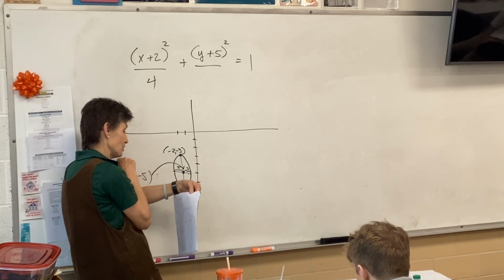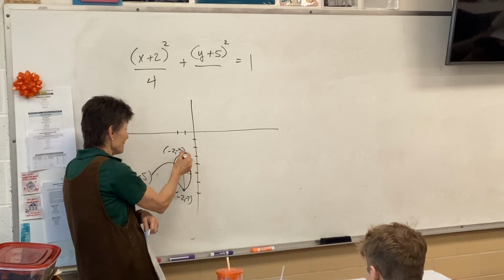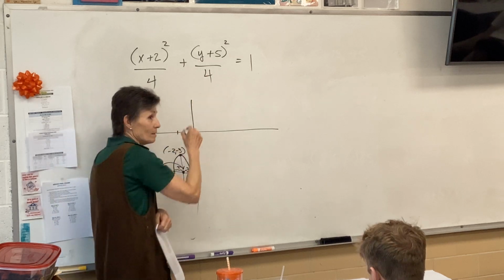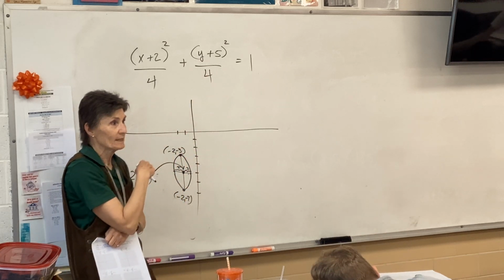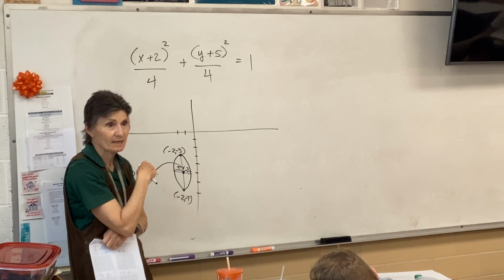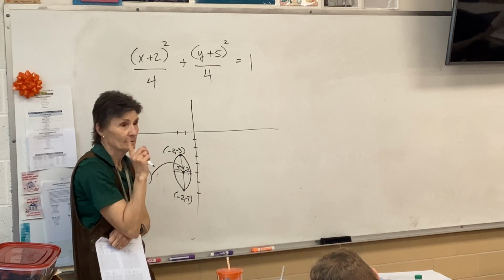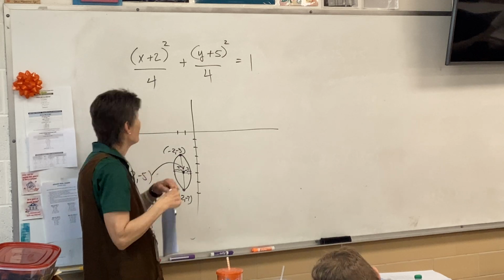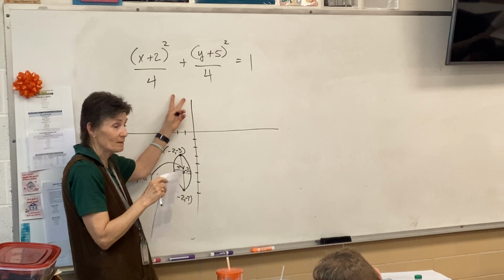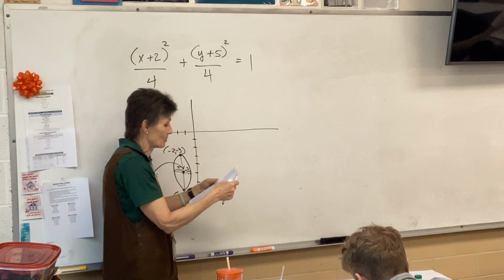I did not do a good job with this problem. I'm going up and down 2, so this is also a 4. So that's not really an ellipse, that is a circle. Yeah, my fault, bad problem. But that would be the equation. That would be the equation, but it's not an ellipse, it's a circle.